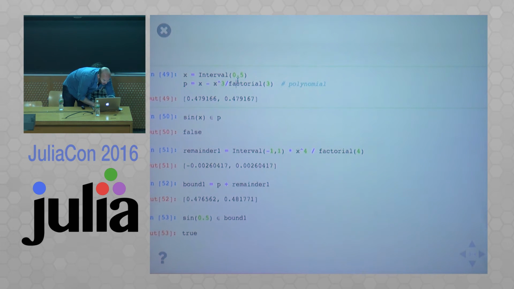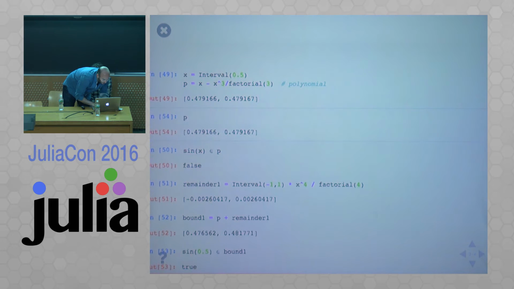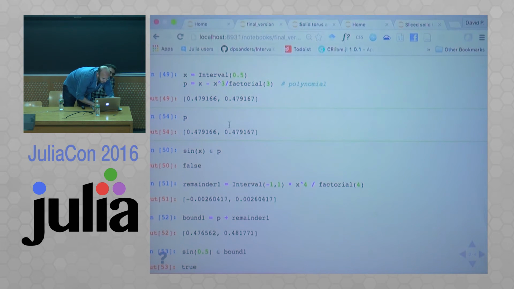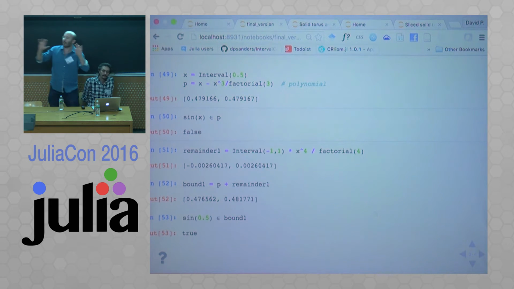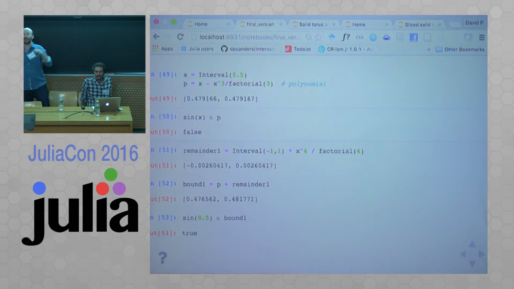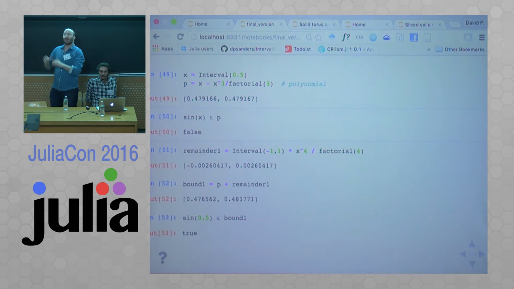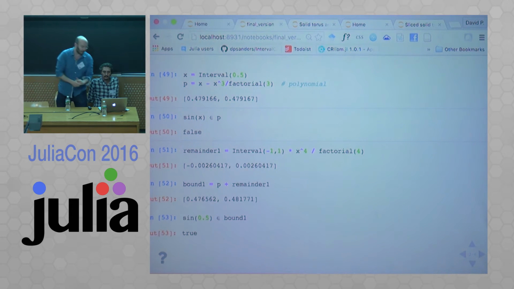Right, so I should have actually said, what does P look like? No, sorry, we haven't got that yet. So that was where we were doing it by hand, right? I expanded the sine by hand in this Taylor series, and by hand, I bounded this error term.